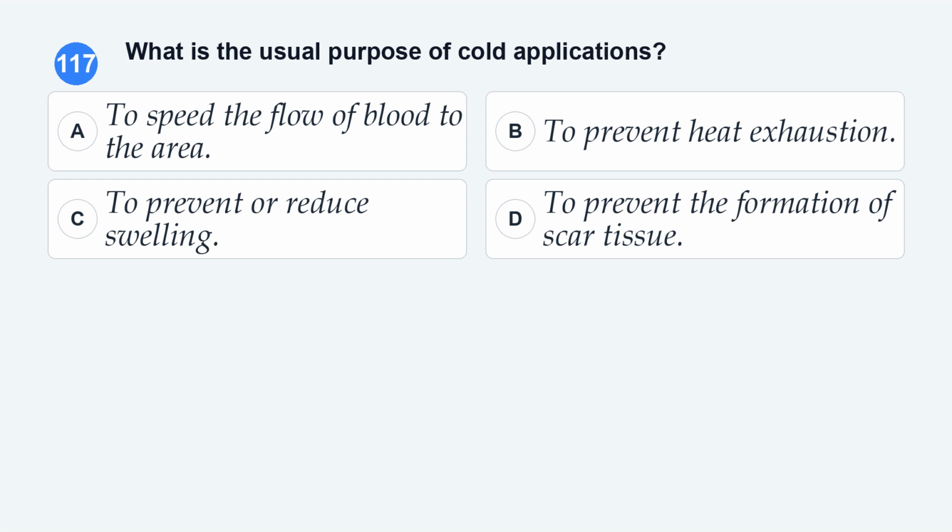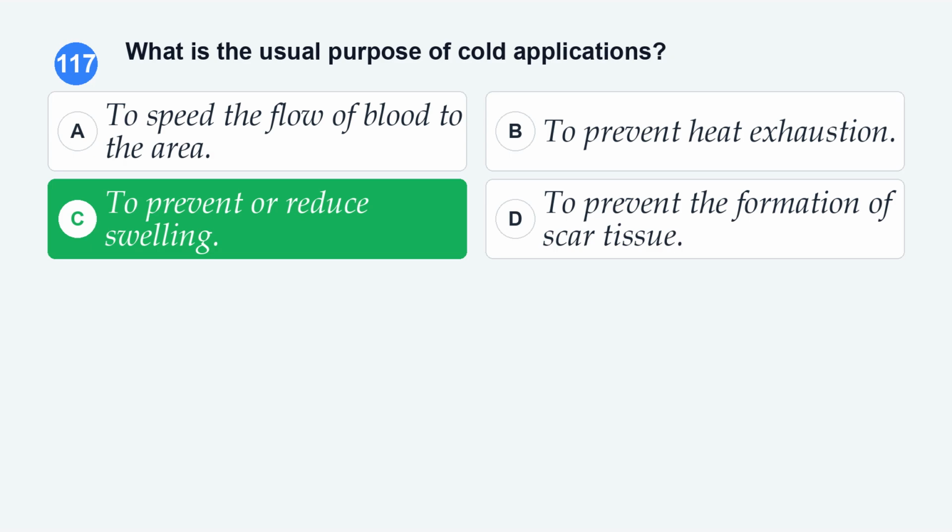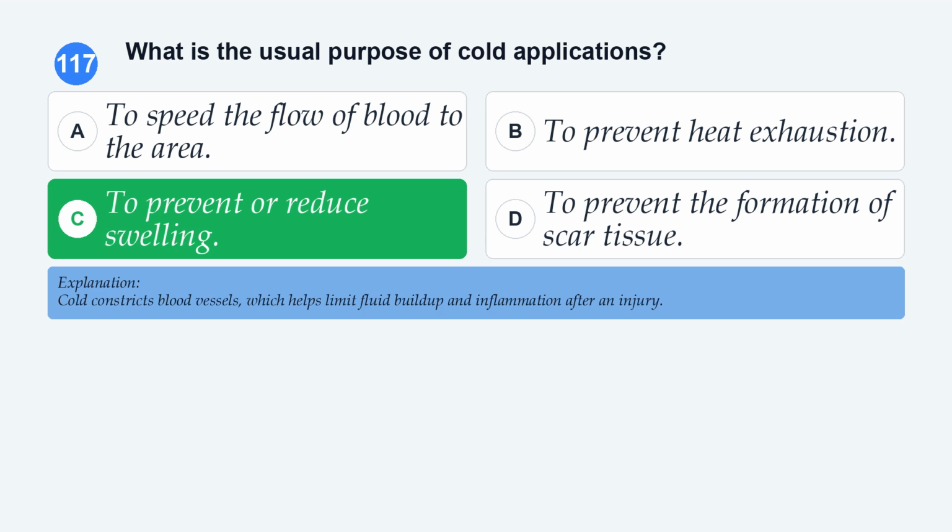Option A, to speed the flow of blood to the area. Option B, to prevent heat exhaustion. Option C, to prevent or reduce swelling. Option D, to prevent the formation of scar tissue. The correct answer is option C, to prevent or reduce swelling. Explanation. Cold constricts blood vessels, which helps limit fluid buildup and inflammation after an injury.